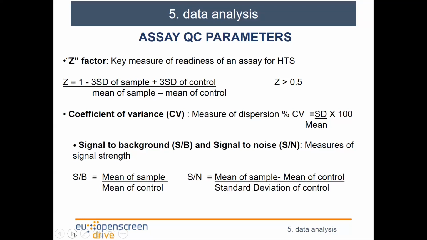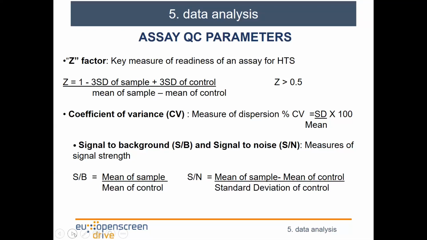One of these parameters is the Z factor. The Z factor measures the robustness of the assay, plate by plate, and should be 0.5 or higher. In the Z factor we evaluate the standard deviation of the samples and the controls, the mean of the samples, and the mean of the control.